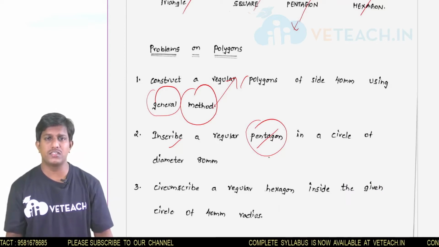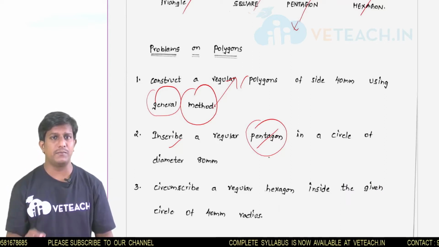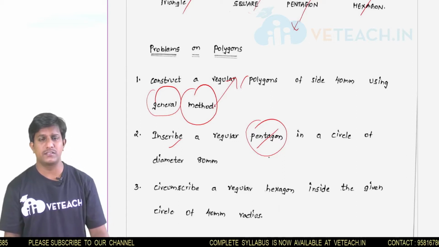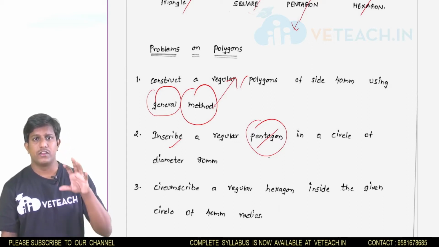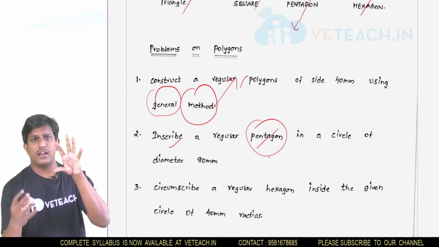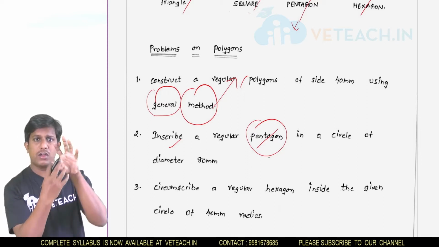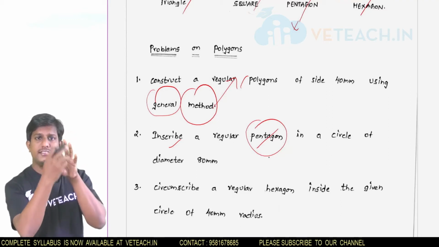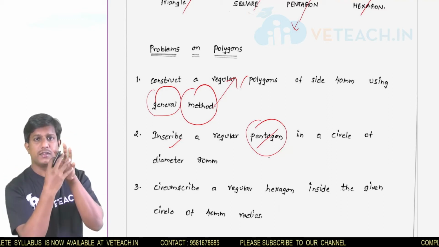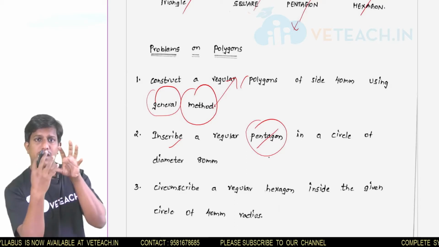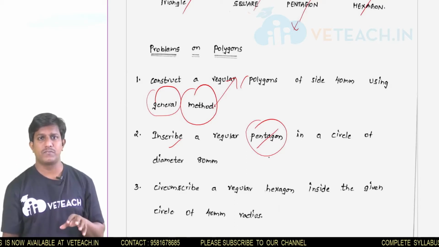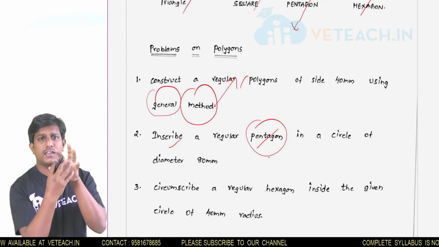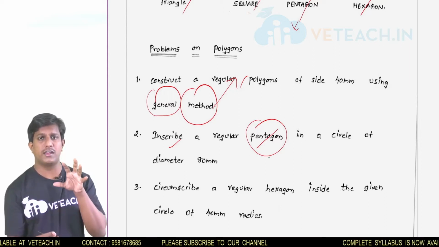In the question he has given the circle diameter. What does inscribing mean? Inscribing means there will be one circle and we are inscribing the pentagon in the circle. That means we are keeping the pentagon in the circle. Whatever diagram he is asking, we have to draw that diagram in that circle.